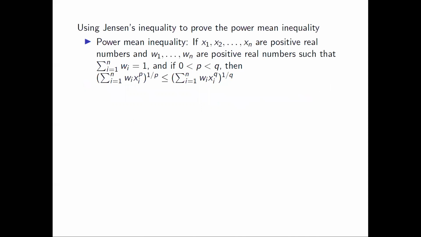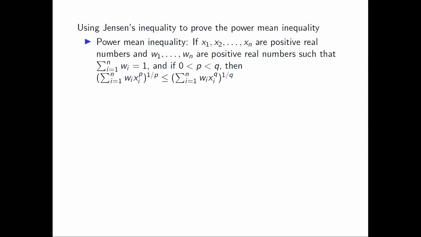We're going to use Jensen's inequality to prove another well-known inequality. And this inequality, we'll see it applied in some other problems in extremal graph theory later in the class. This inequality is called the power mean inequality. Suppose that we have real numbers x1, x2, up to xn. They're all positive. And suppose that w1, w2, up to wn are positive real numbers which sum to 1. Suppose further that p and q are real numbers with 0 less than p less than q.